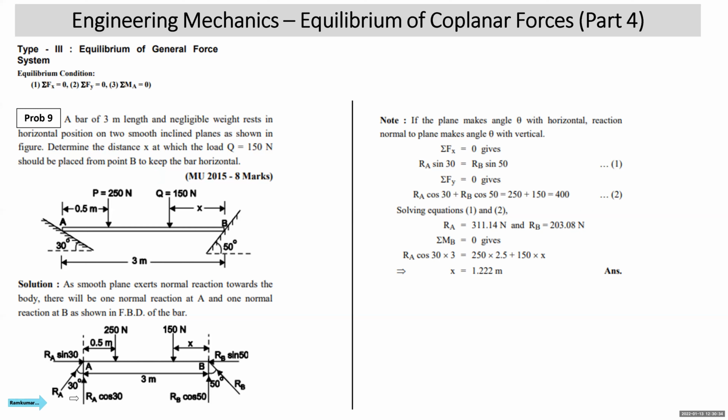So now you can resolve it exactly at the point A only, RA cos 30 and RA sin 30. On this side, you have a plane which is making 50 degrees with horizontal. So reaction RB will be towards the beam at 50 degrees with vertical. So RB cos 50 and RB sin 50. This way, my free body diagram is ready.